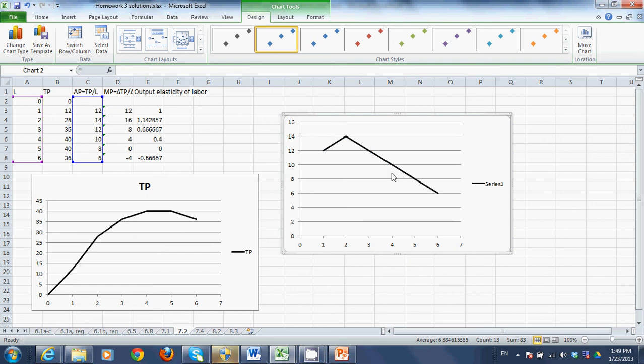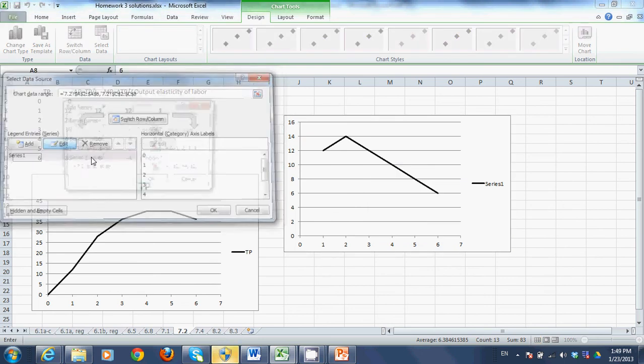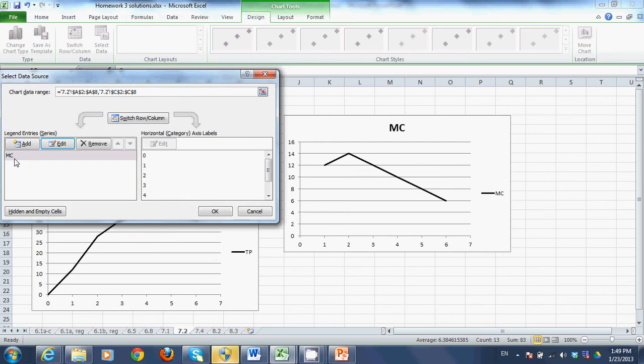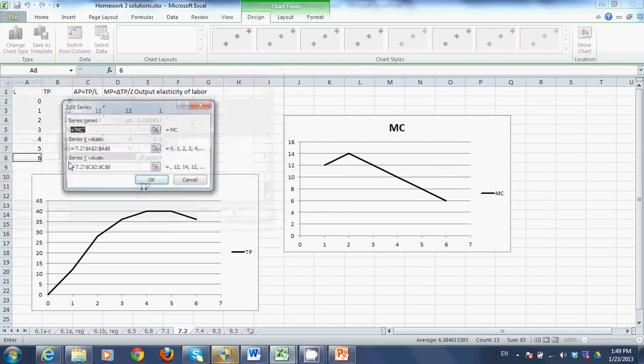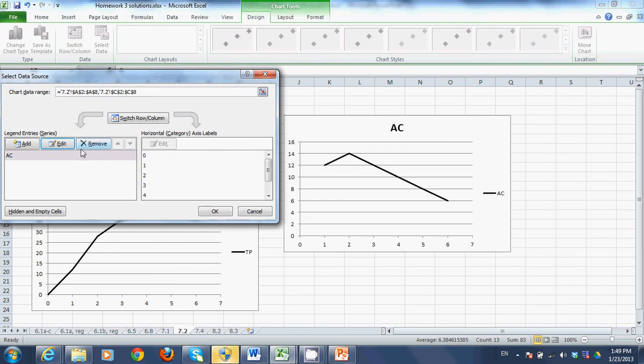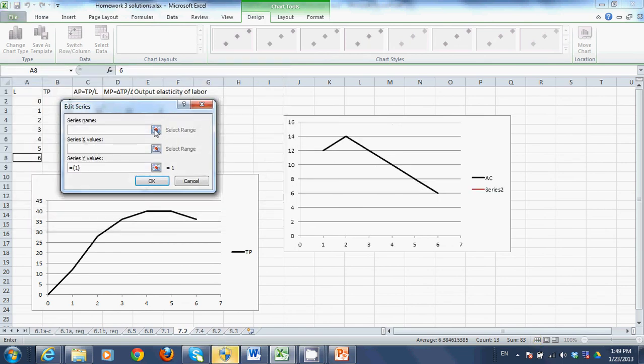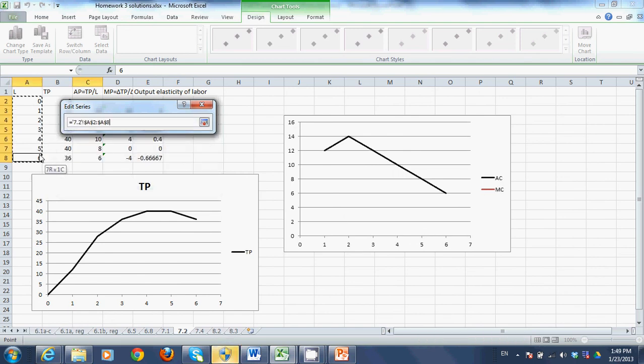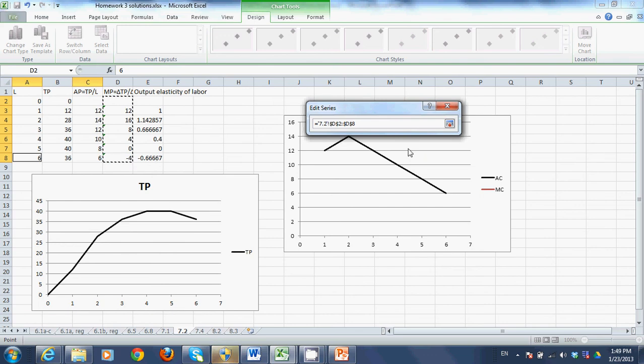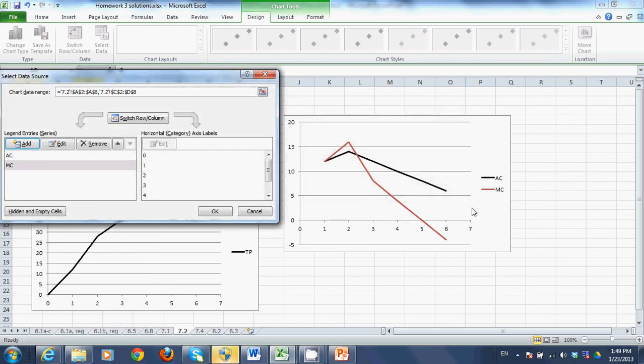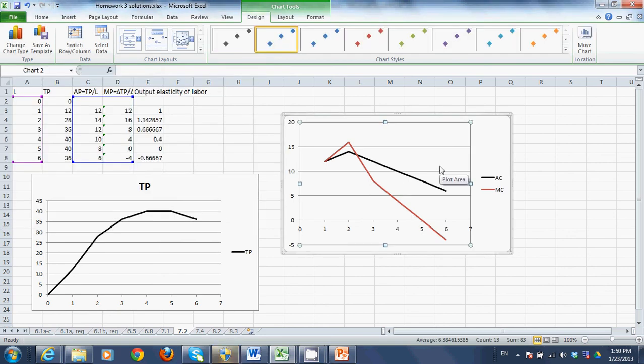And then we'll add the marginal cost. Oops, sorry. So we'll call this marginal cost. These X values, again, labor. And then here, marginal cost. And notice marginal cost actually goes negative. So I think that's the answer to 2 here.